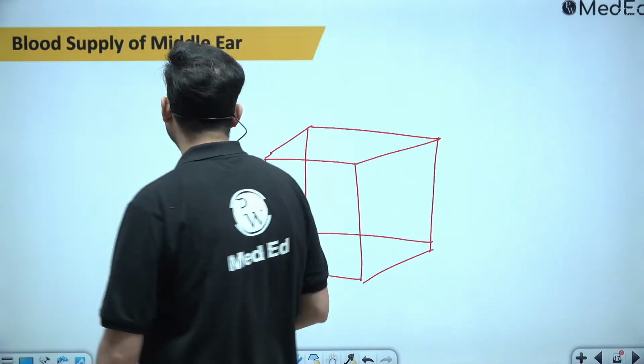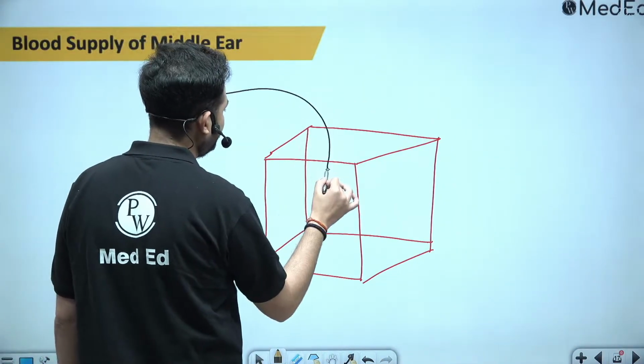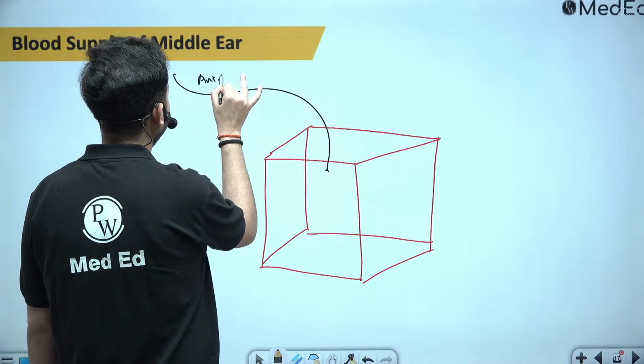Majorly, the middle ear is supplied by anterior tympanic artery.